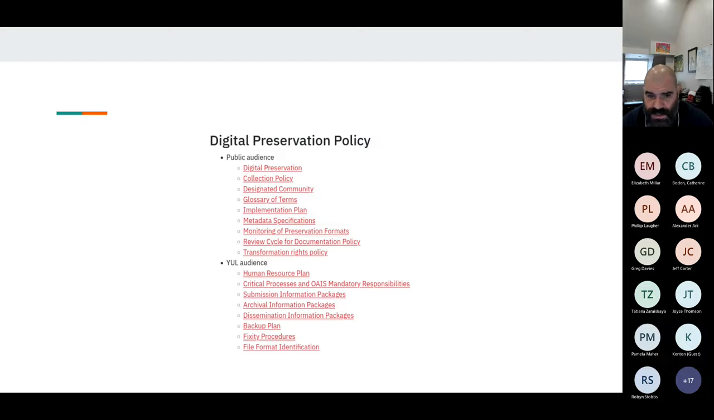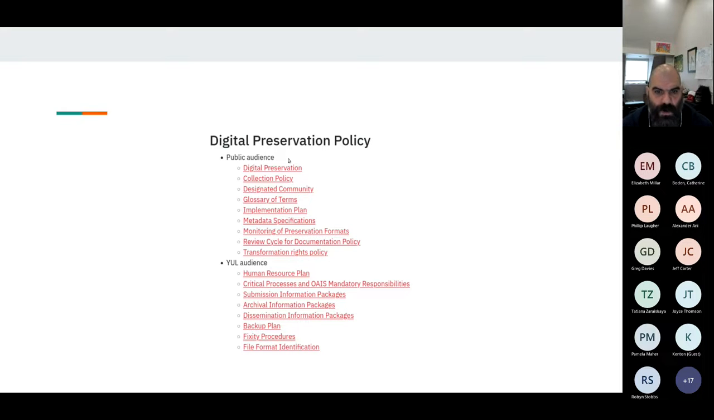And this is what it looks like now. This is on our internal site. This is all of the documentation that we've done. We've updated our collection policy. We've updated the designated community. We have a glossary of terms. We have our implementation plan. So some of this is all the old stuff that was done.